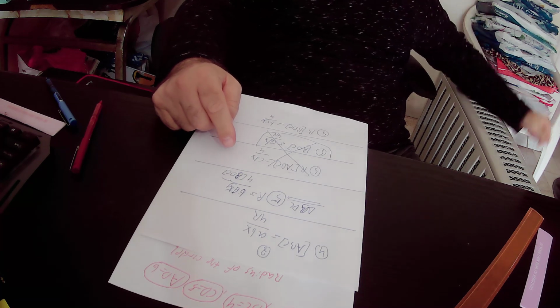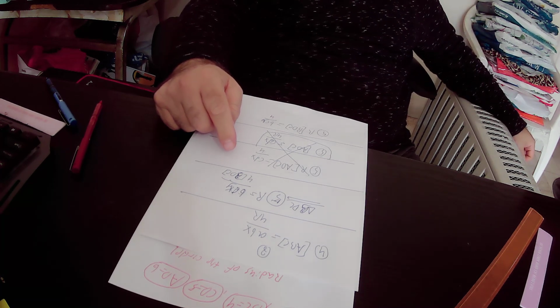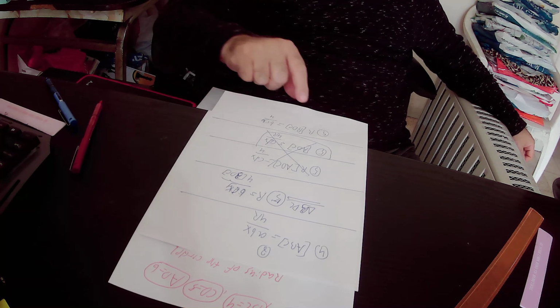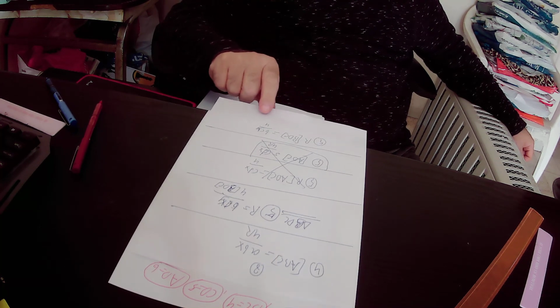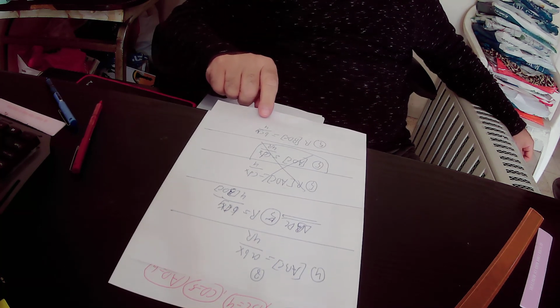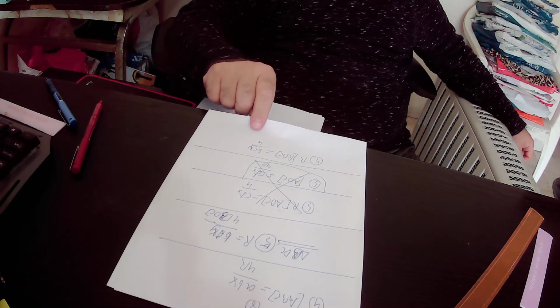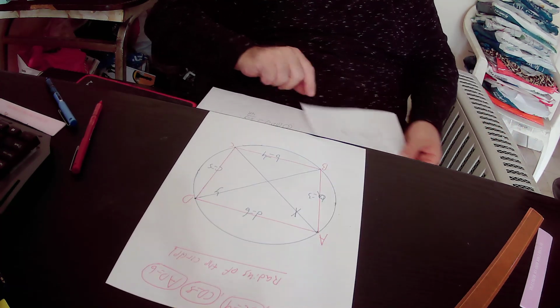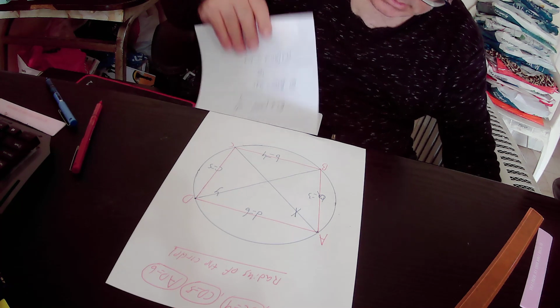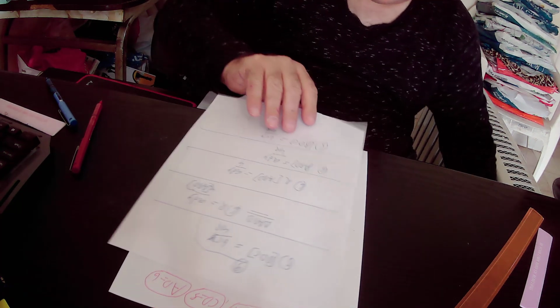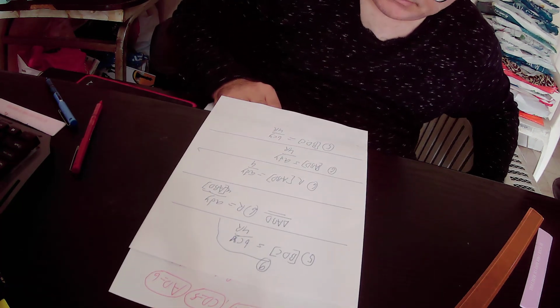Then we multiplied the equation number 5 by the area of triangle BDC, and we got that r times the area of triangle BDC equals bcy over 4. Then we divided the equation number 5 by r, and we got that the area of triangle BDC equals bcy over 4r.